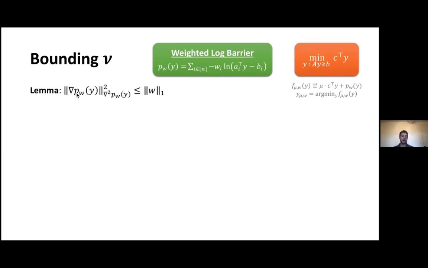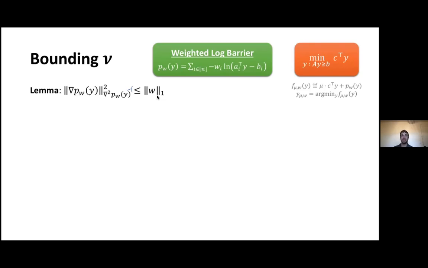All right, so first thing we'd want to bound. We said that when we increase the path parameter, how much centrality increases has to do with what the gradient of the barrier is in the Hessian inverse norm. And I claim there's a nice bound. We can show this is at most the L1 norm of the weights.